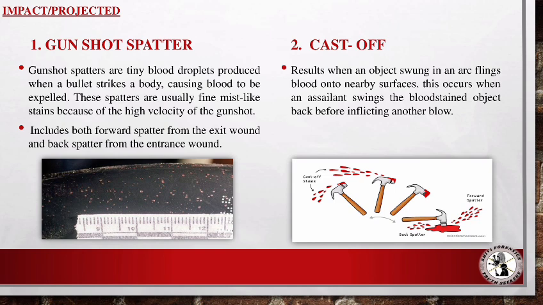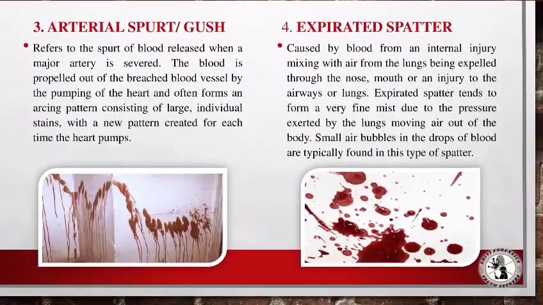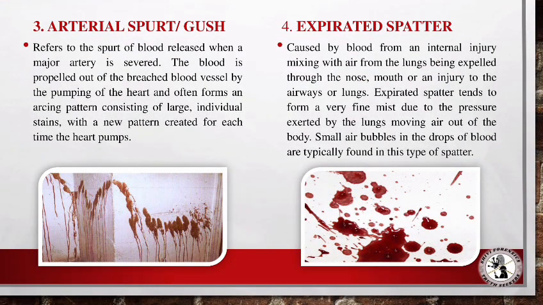Second one is cast-off patterns. This occurs when a blood-stained object is swung in an arc, flinging blood onto a nearby surface. These stains often appear in a line or curve and can even indicate how many times the weapon was used. Third one is arterial spurt or gush. These appear when a major artery is cut. Each heartbeat pumps out blood, creating an arcing or pulsating pattern.